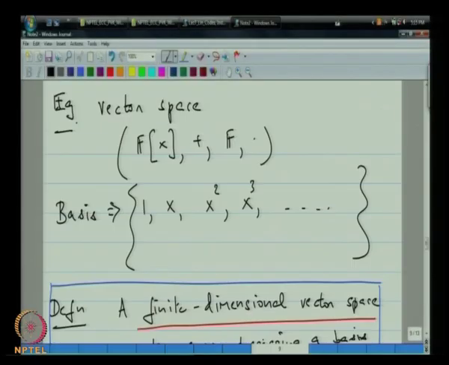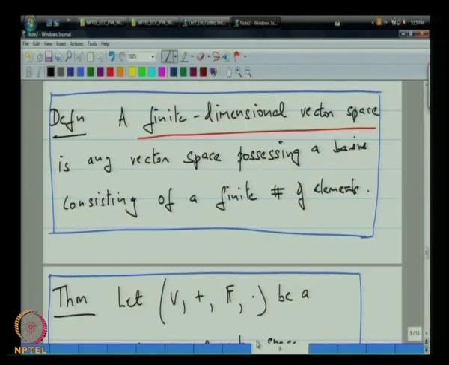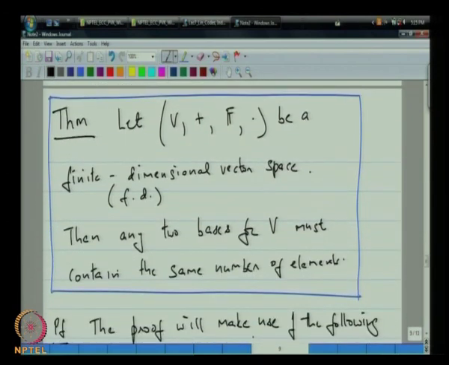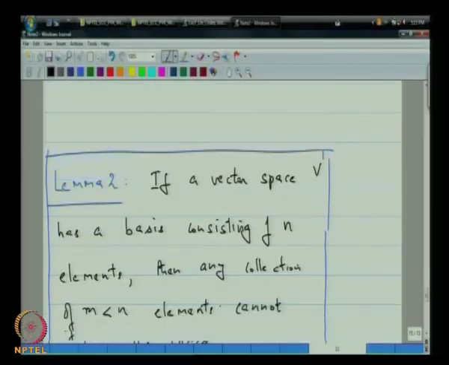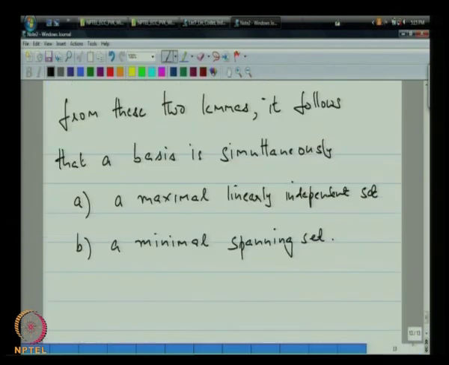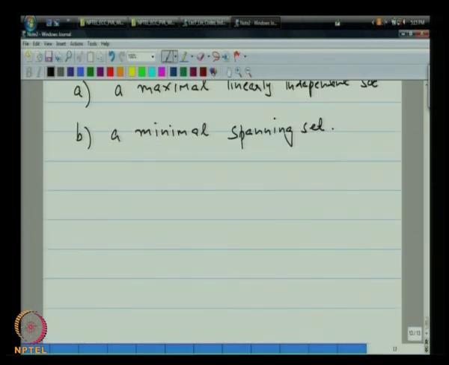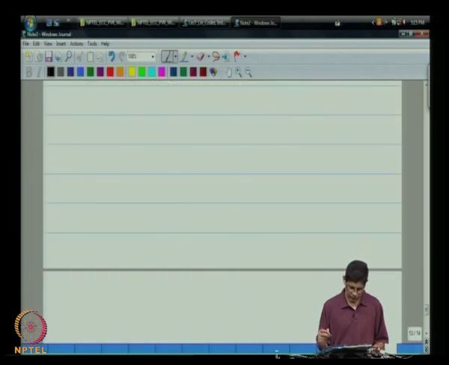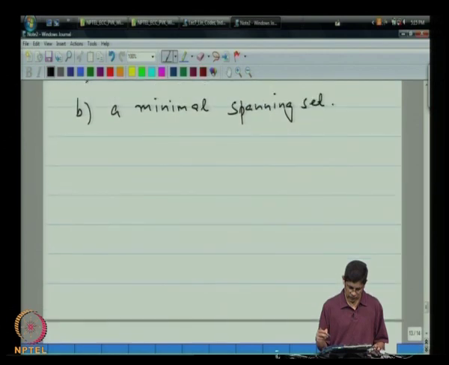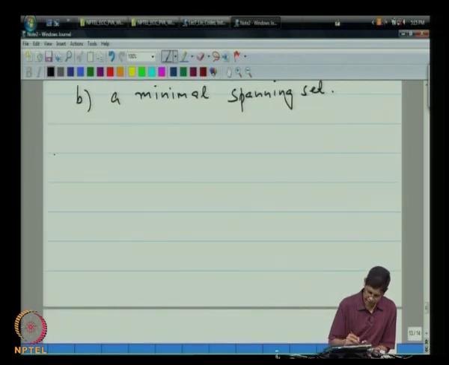So, now let us just go back and see where we were. What we were trying to do was prove the following theorem. The theorem says that if I have a finite dimensional vector space, then any two bases for the vector space must contain the same number of elements. Okay. So, now let us see how we can use these lemmas to prove it. So, proof of theorem.